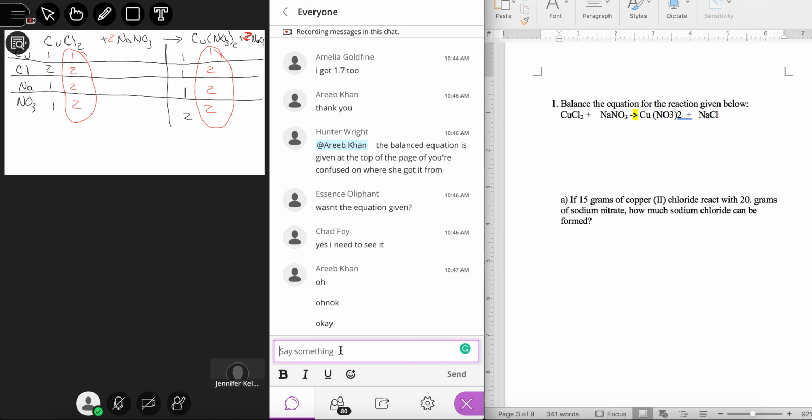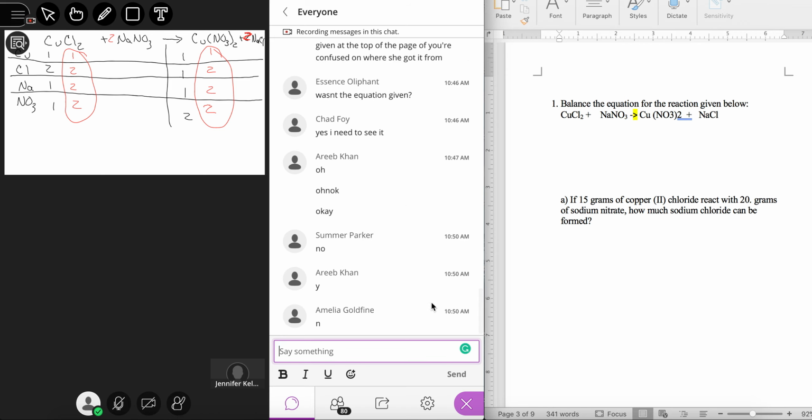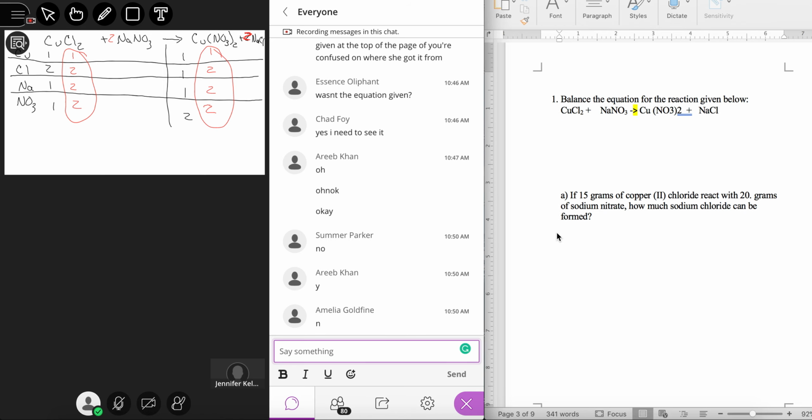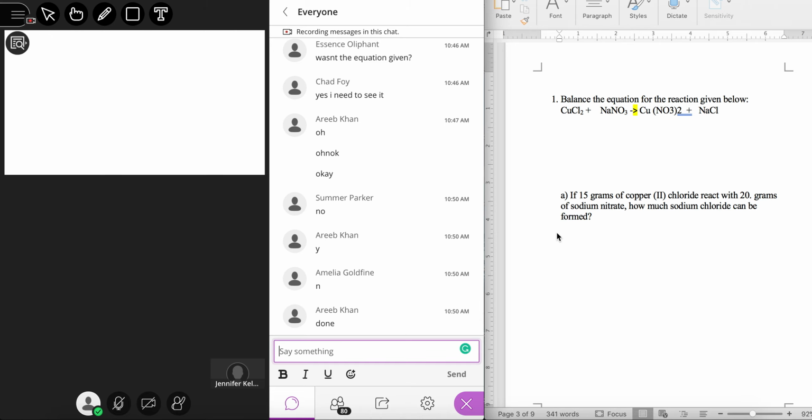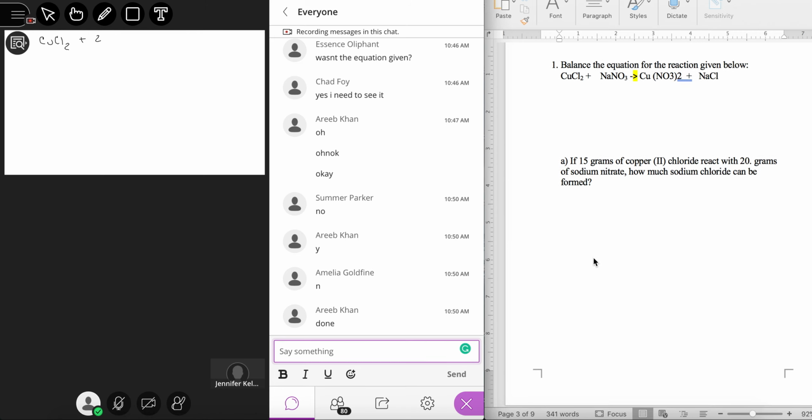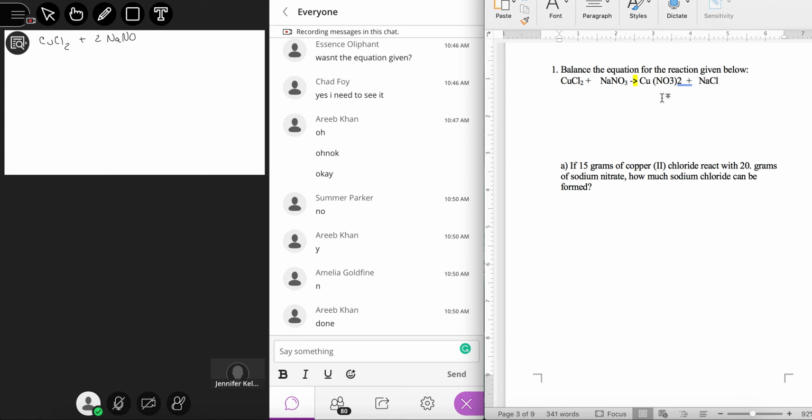Anybody need a second on this before I switch to the next part of this question? Yeah, okay. Just let me know when you're done. All right. So write that again. CuCl2 plus 2NaNO3, arrow, not a plus sign.